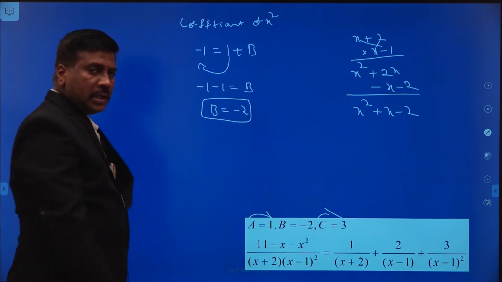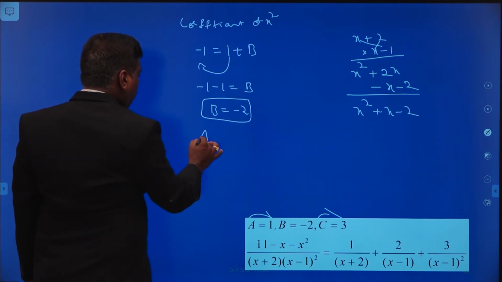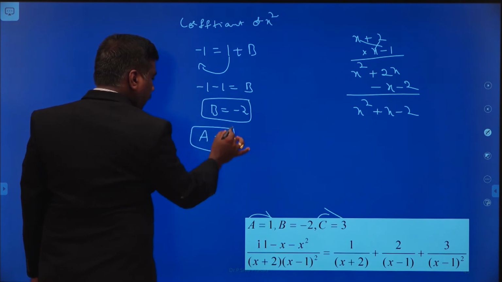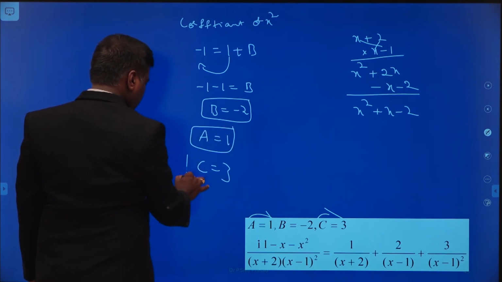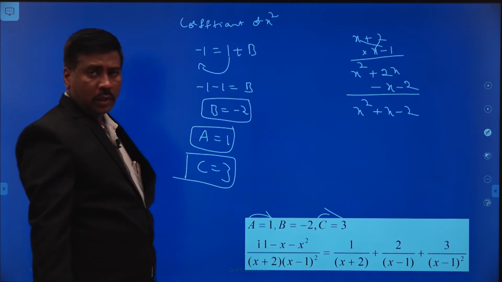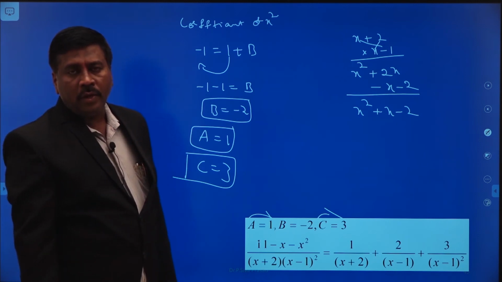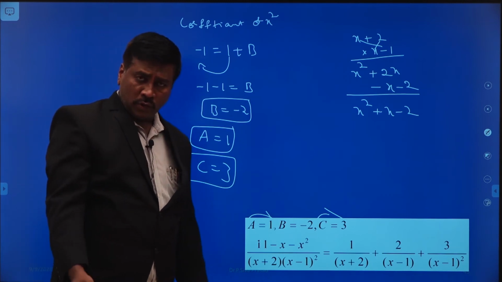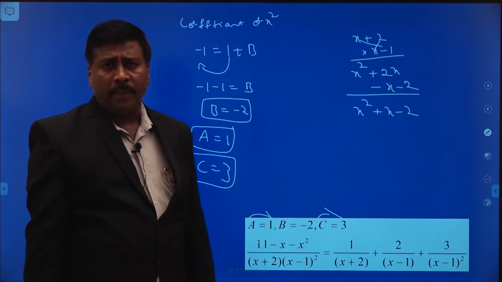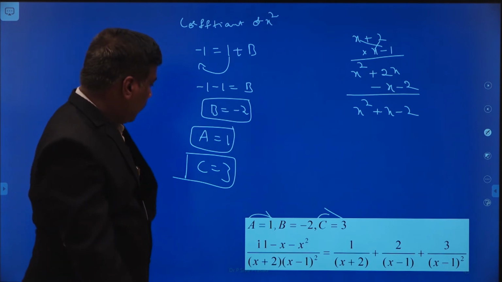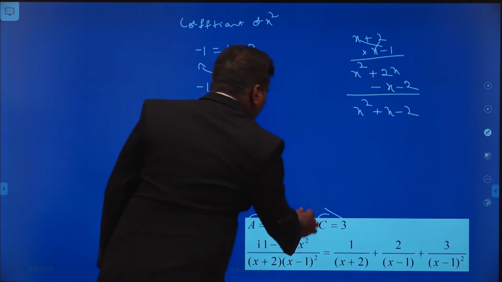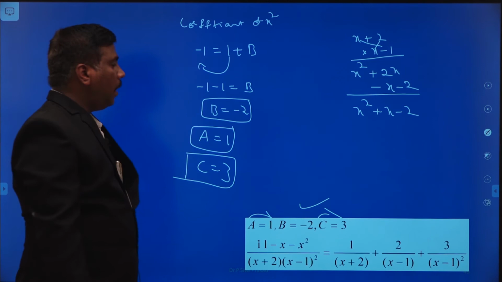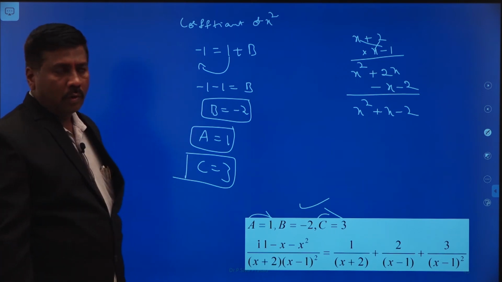B value is equal to minus 2, and also here we get the value of A equal to 1 and the value of C equal to 3. So this is the way of evaluating the constants A, B and C by using the cover-up rule, which is to be used for repeated and non-repeated linear factors. Okay. Now this is the final solution of this problem by using the cover-up rule technique.